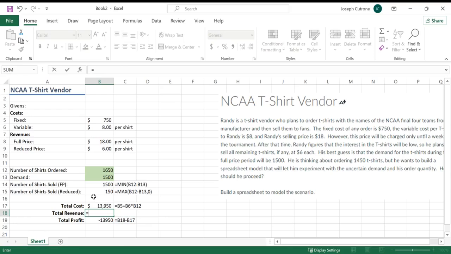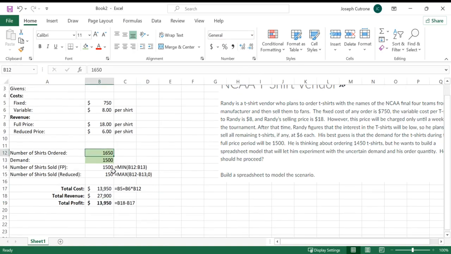There's two ways to make money here. You can sell the full price shirts, and this would be at my full price of $18. And then I have my reduced price at $6. And I have some revenue here, and I will also format everything correctly. We'll make this there. And so now I have my total profit. So in this scenario here, it's not the end of the world. So to play around with this, if I have 1,650 shirts ordered, I'm still going to make a nice profit. And you can play around with this and plug in different numbers.